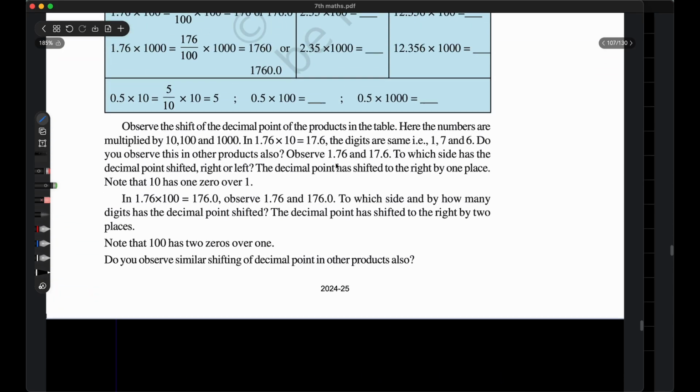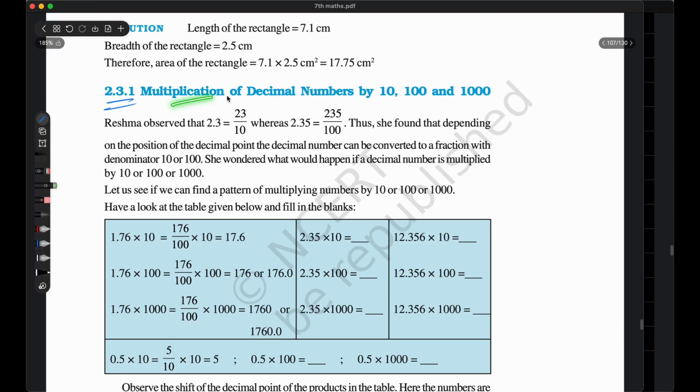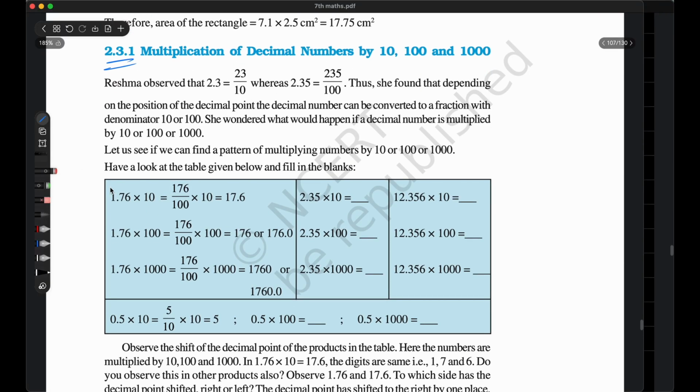Let us check the theory. Multiplication of a decimal number by 10, 100 and 1000. They have taken the example 1.76 multiplied by 10, 100 and 1000. In 10, the decimal shifts right by one digit, that is 17.6. In 100, it shifts right by two digits, that is 176. And in 1000, the decimal shifts right by three digits. If digits are less, put the extra zeros at the end, that is 1760.